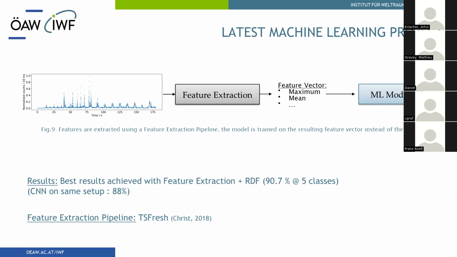Most interestingly, a random forest classifier, which can be seen as a more traditional machine learning method, performed as well as a convolutional neural network, which is a deep learning method. Just to give you a number, the accuracy on a 5-class task was 90.7%. When comparing that with other literature, that is quite satisfying. The feature extraction pipeline we used was from a third party, so to say. It was established in the time series analysis domain quite some time ago, in 2018.